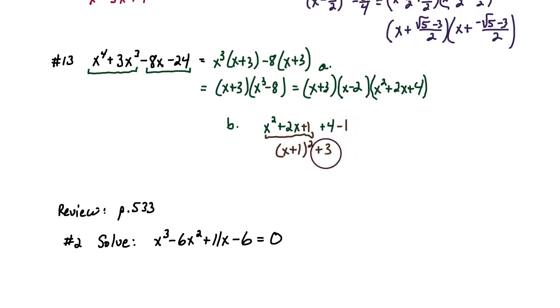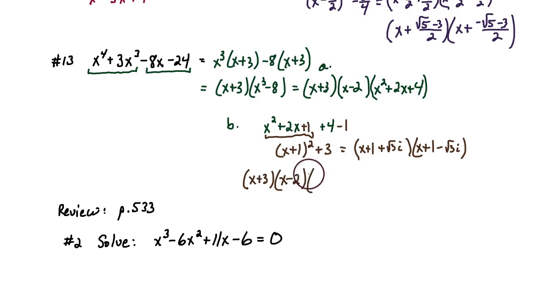This piece right here makes plus 3. This is now a sum of squares, which we can factor using the symbol i. So a sum of squares factors with a double parenthesis pattern. We have x plus 1 plus the square root of 3 times i, and then we have x plus 1 minus the square root of 3 times i. So for part B, the original polynomial factors as x plus 3 times x minus 2 times x plus 1 plus the square root of 3i times x plus 1 minus the square root of 3i.